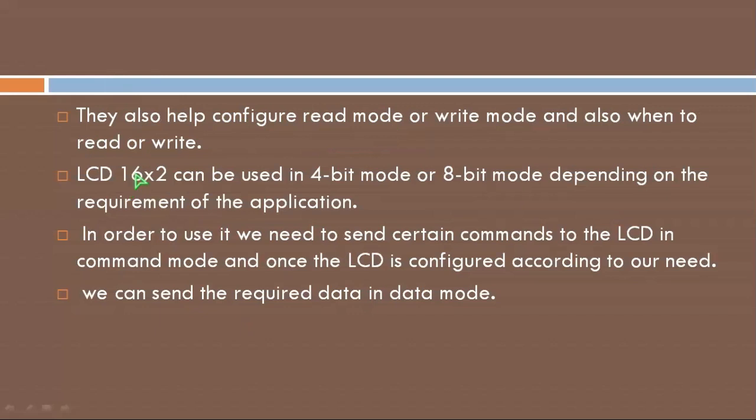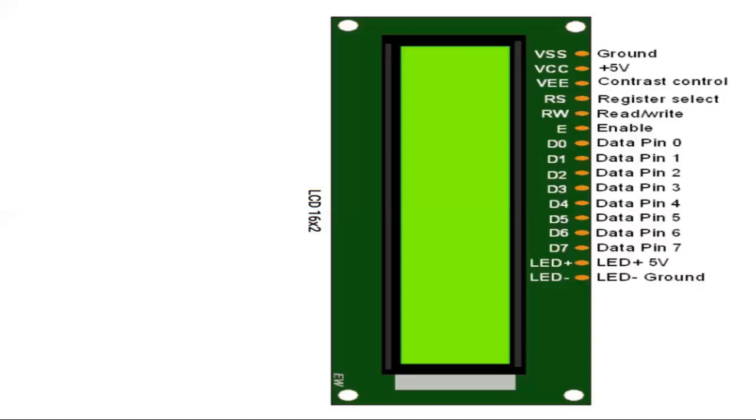And the LCD, which is 16x2, can be used either in 4-bit mode or 8-bit mode, depending upon the program. So I can write the data either in 4-bit or 8-bit, and based upon the program, it is going to configure. So in order to use it, we need to set certain commands to the LCD in command mode, and when required, we need to configure the LCD in the data mode. Yes, here is a figure of the LCD.